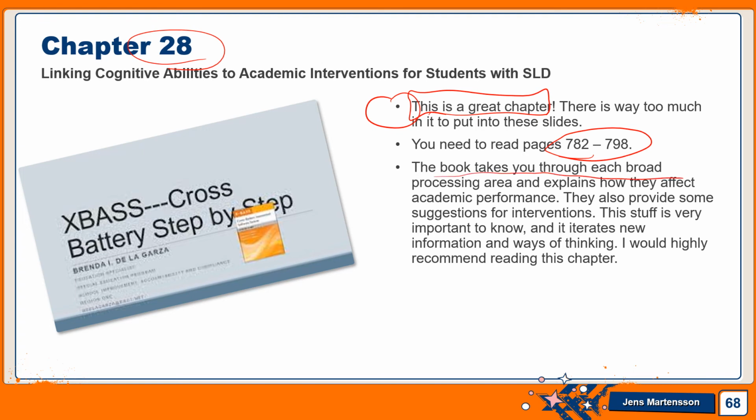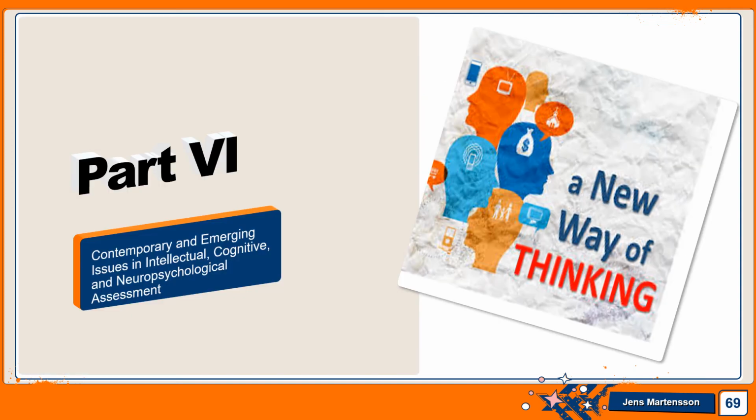So the book takes you through each broad processing error and explains how it affects academic performance. It also provides some suggestions for interventions. And this stuff is very important to know, and it iterates new information and ways of thinking. I would highly recommend reading this chapter. There's just way too much. It could really be its own separate presentation. There's just too much. I mean, this presentation would go on for 4 hours if I did that. So moving on to part 6.